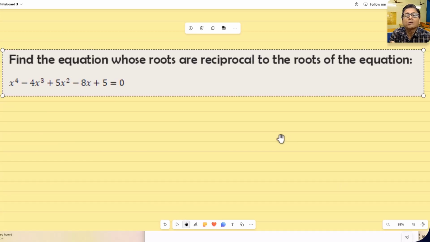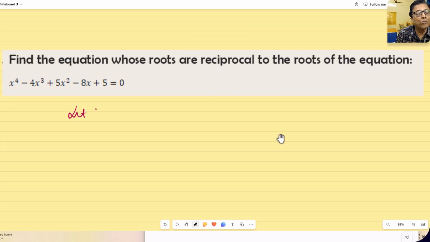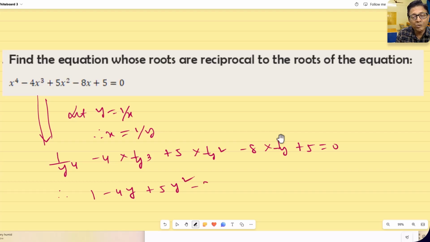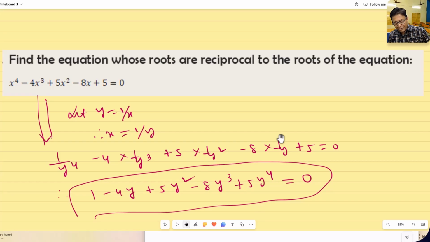Find the equation whose roots are reciprocal to the roots of this equation. How do you get it? This is the given equation. You let y equal to 1 by x. So x is, it will be in terms of the new variable. So 1 by y to the power 4, 4 into 1 by y cube, 5 into 1 by y square, 8 into 1 by y, plus 5 equal to 0. So this will be 1 minus 4y plus 5y square minus 8y cube plus 5y to the power 4 equal to 0. This is the required equation.